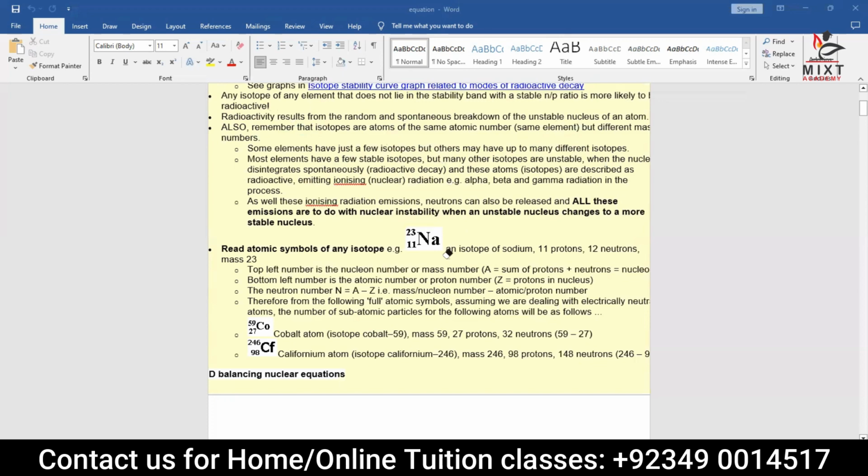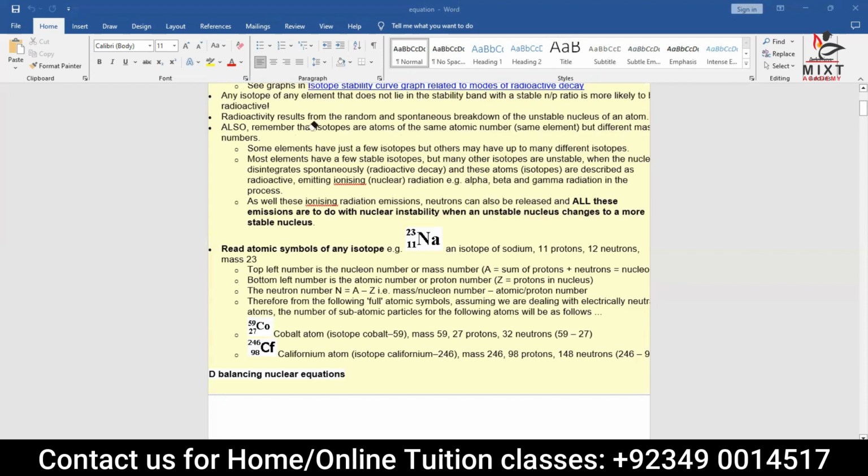How did you find out? You simply subtract the atomic number from the mass number, the nucleon number, right? Yes. Okay, so that is what it is. Now let's move on.